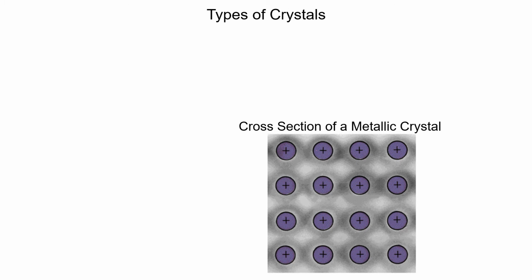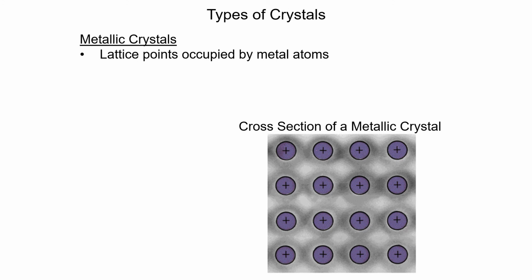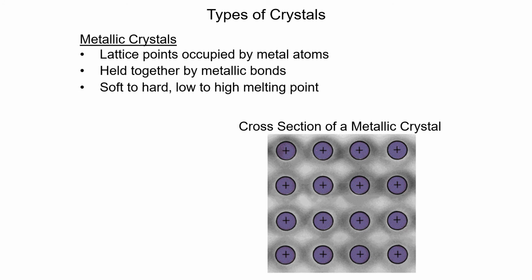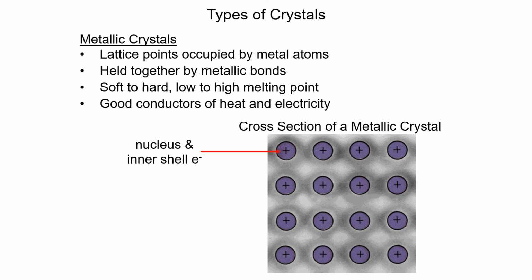Next are metallic crystals. So lattice points are occupied by metal atoms. And I have mentioned to you metallic bonding. So these are held together by metallic bonds. These range in physical properties. They can be soft to hard, have low to high melting points. It depends upon the identity of that metal. Generally good conductors of heat and electricity.